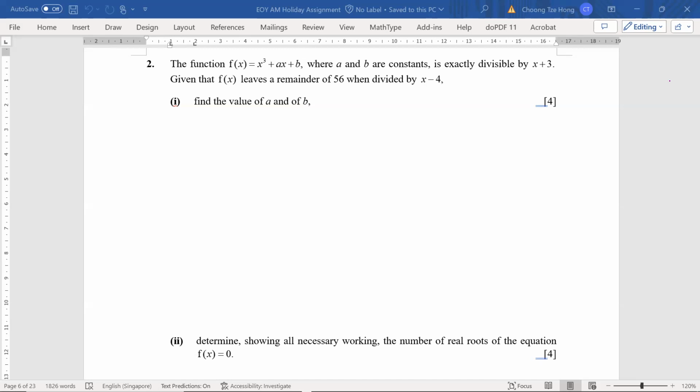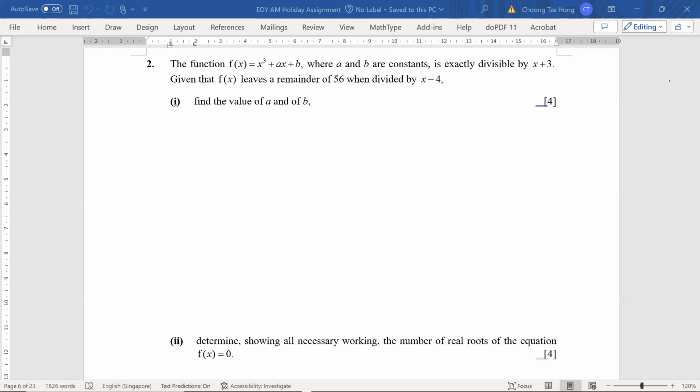Okay, so the function f(x), which is given by x cubed plus ax plus b, where a and b are constants, is exactly divisible by x plus 3. Okay, so the moment you see the words exactly divisible by x plus 3, it means when f(x) is divided by x plus 3, the remainder will be 0. Okay, so this will actually enable us to find the first equation.